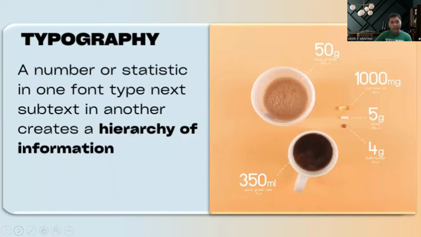And lastly, a number of statistics in one font type, with the subtext in another, creates a hierarchy of information. So as we can see here, it's better if our statistics also have a nice font, right? It's like a hierarchy in information, and it has subtext. For example, the most important, like here, the 50 grams, right? You highlight the 50 grams.